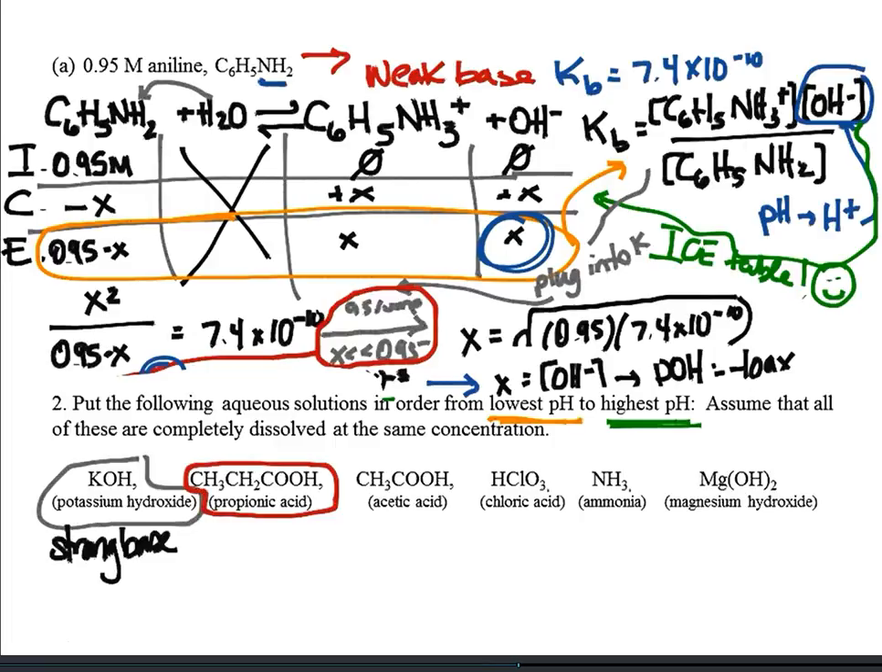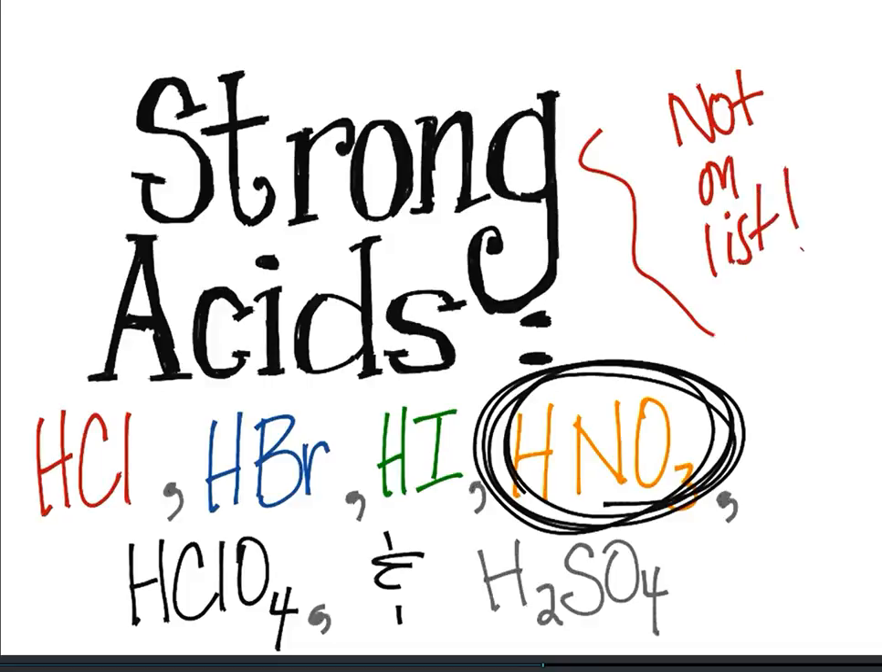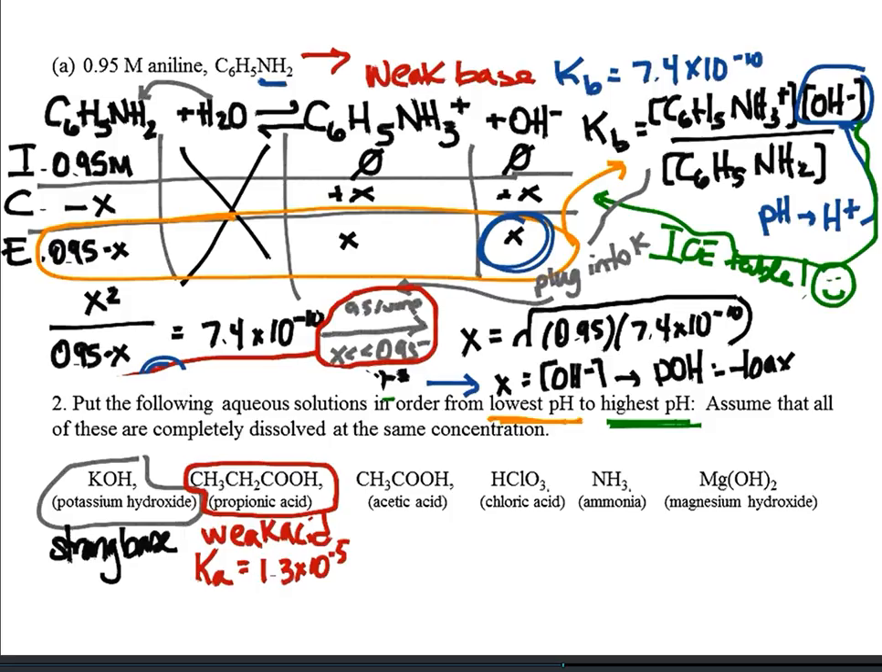It's a metal hydroxide. Propionic acid is a weak acid. I know that because it's on the Ka table and because it's not on our list of strong acids. So we can also look at the Ka table, and it is here. Propionic acid has a Ka of 1.3 times 10 to the minus 5. So I'm going to write that down, 1.3 times 10 to the minus 5.